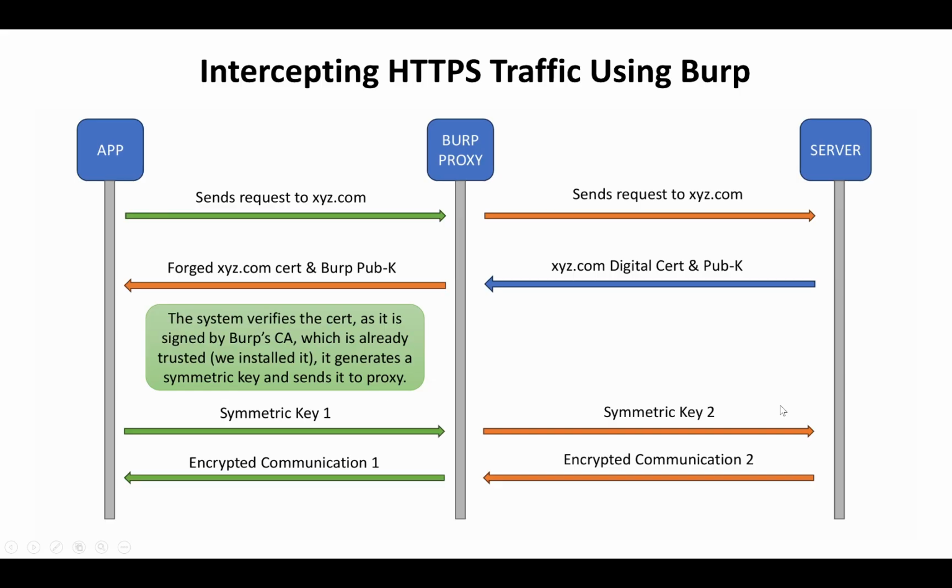So in this case, there are two symmetric keys. One is for the traffic between your browser and Burp proxy, and second is for your Burp proxy and your server. So in a way, the server sends a response to Burp proxy, Burp generates a forged certificate signed by its own private key, and then it sends it back to the browser. And since we have already installed Burp's certificate in our browser, the browser trusts anything that is signed by Burp, and the communication is initiated, and we can basically read all the HTTPS traffic.